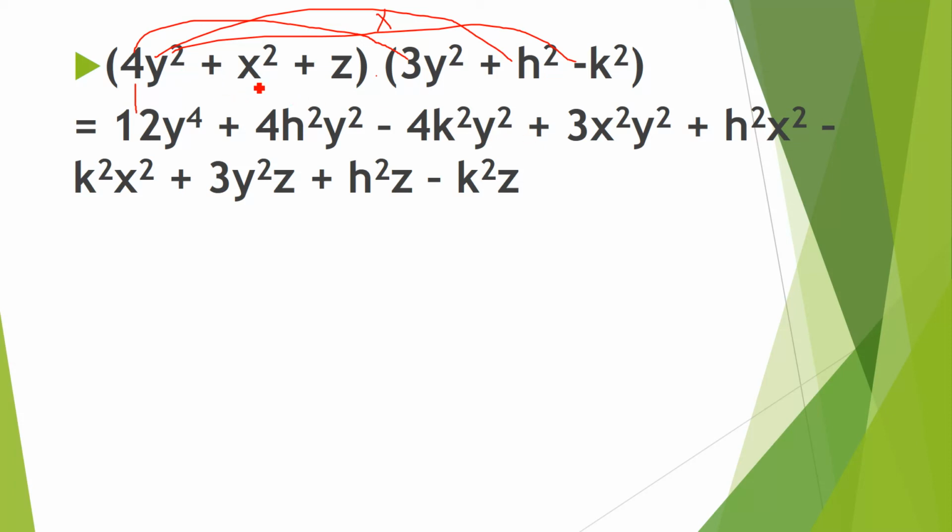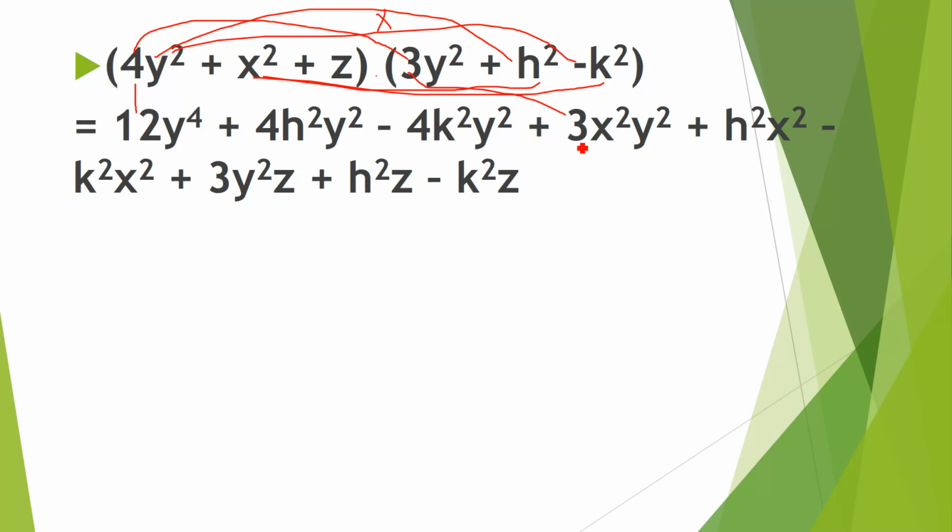So this finished. Now we have to multiply x square by this. So x square times 3x square y square, x square h square, or minus k square h x square. Then with positive z, 3y square z, positive h square z, and then negative k square z, right? Then what is the next step?